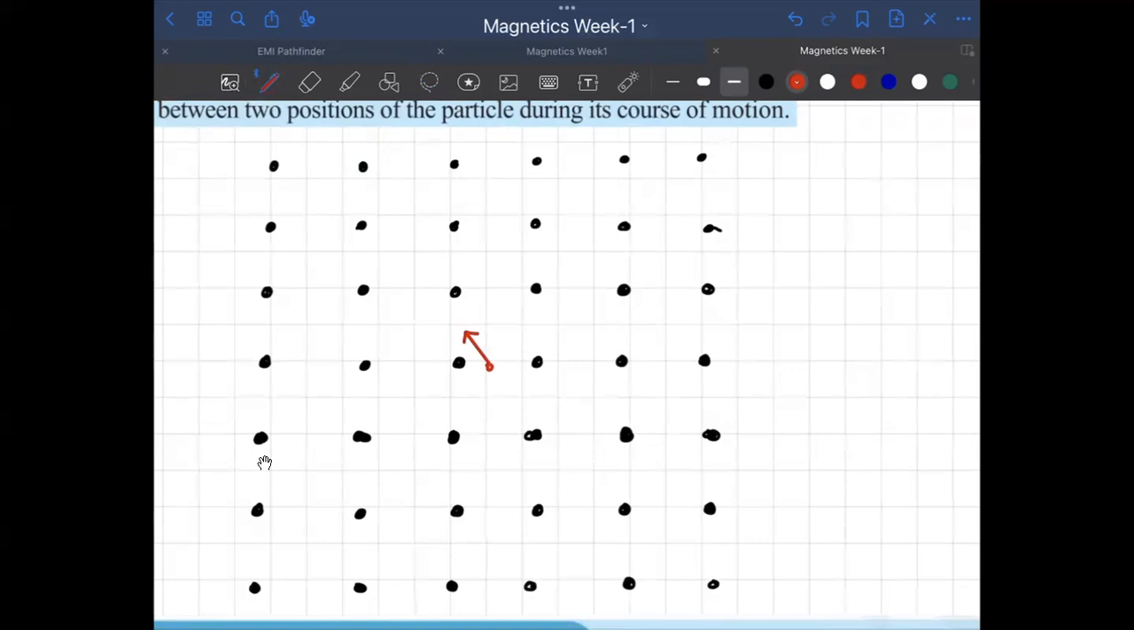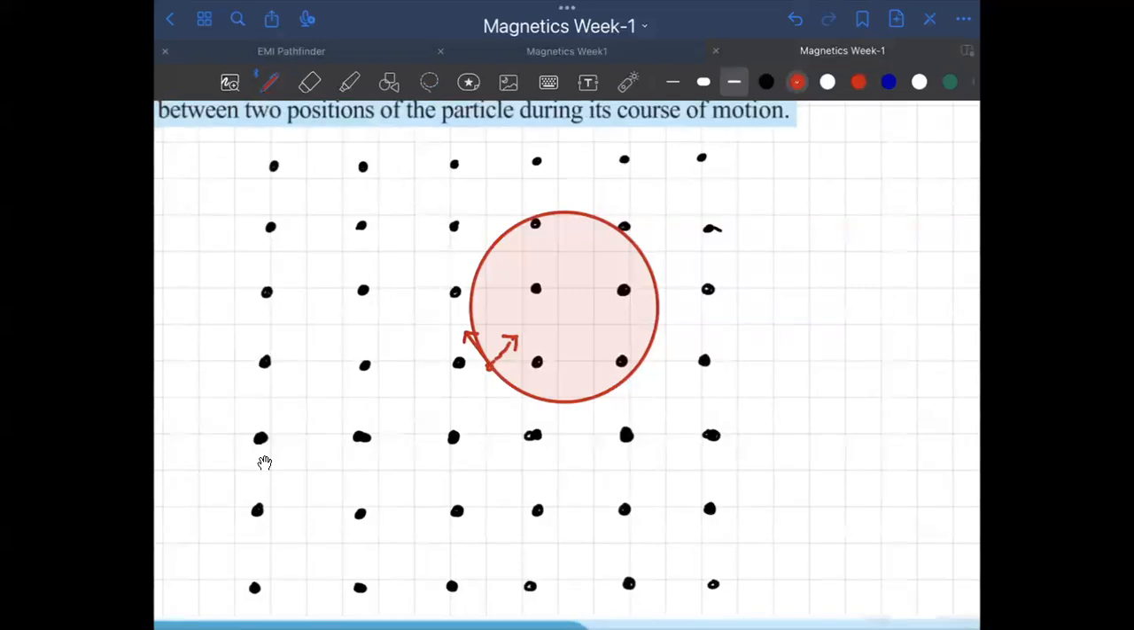Fleming's left hand rule. Pointing finger towards me, central finger along the direction of V, then the thumb represents this direction. What happens is it will describe a circle like this. By that time, one time period is done.